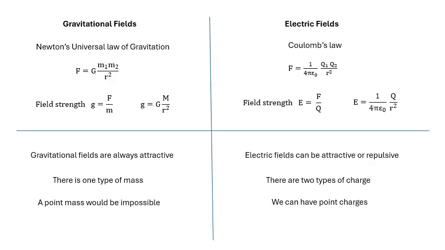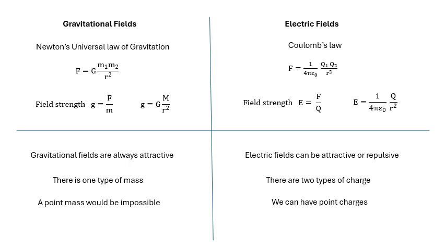Let's just finish by comparing gravitational fields and electric fields. There are other things I could put in this table once we've done the next video, which I will do, but for the moment, just a few comparisons. Now, similarities. Newton's universal law of gravitation is very, very similar to Coulomb's law. They are analogous. They don't necessarily have anything to do with each other, but if you understand one of them, it helps you to understand the other. The equations are very, very similar.